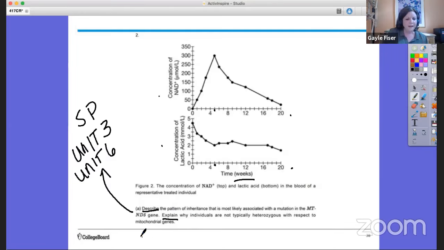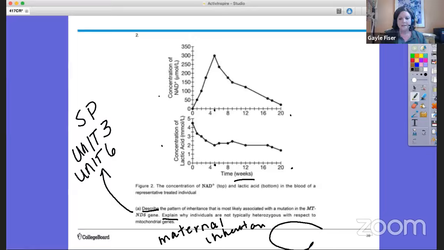I'm going to tell you what I think. I'm going to think that the mitochondrial gene has something to do with maternal inheritance. Okay, that's where we got it. If we get any of the mitochondrial, maternal inheritance, and why are individuals not heterozygous? That's because it's a mitochondria, there's only one copy of the DNA. So hold that thought, and I hope you and I score at the end of this.